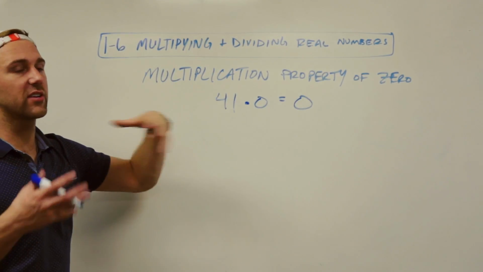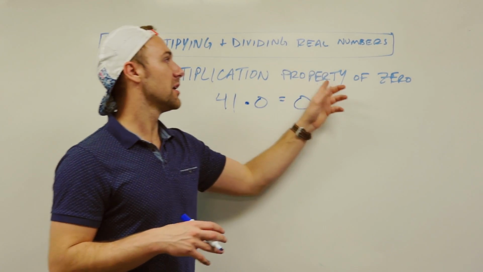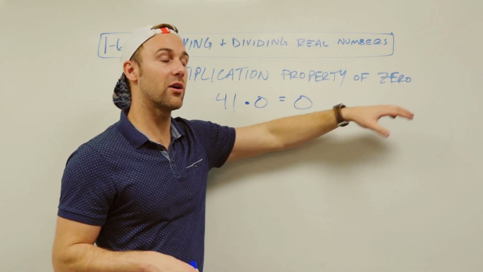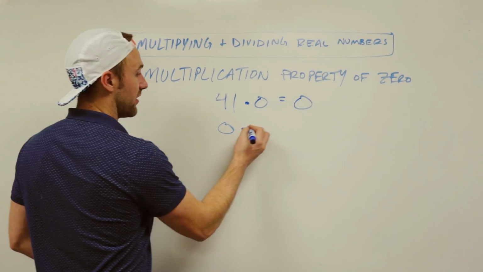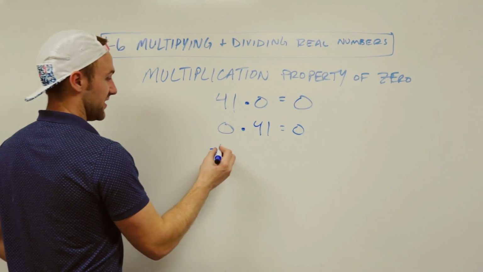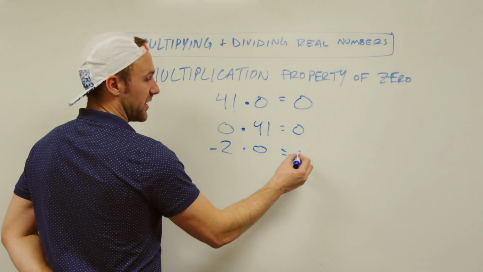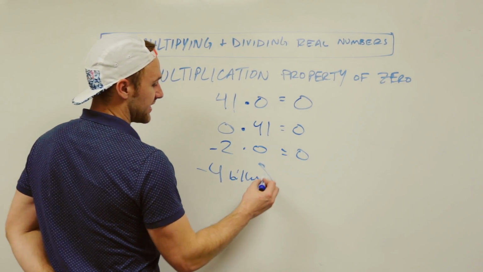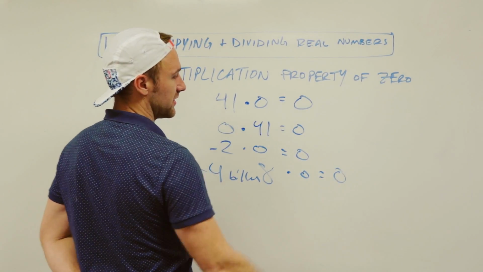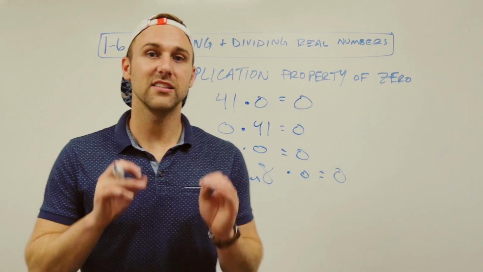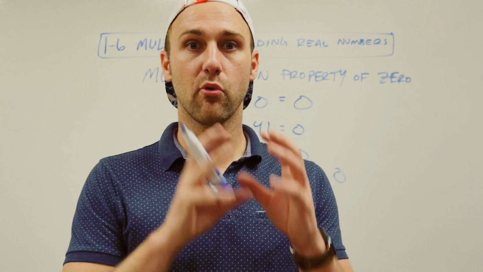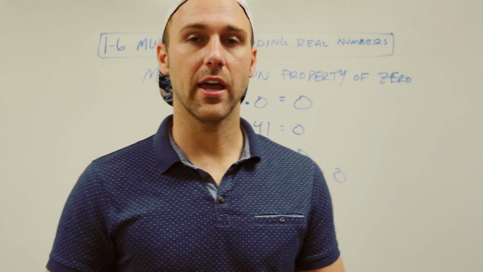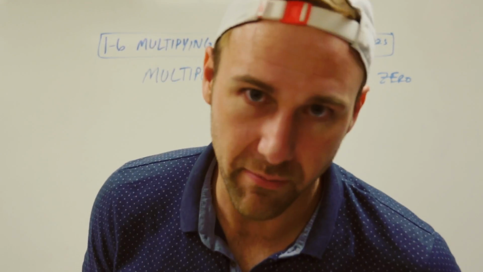And it's easy to remember. It sounds complicated because it's got a lot of TIONs and TYs and it makes it sound fancy. Just remember, anytime you multiply times 0, it's going to be 0. No matter if 0 is on the front, 0 times 41, it's still going to be 0. If it's a negative, -2 times 0, that's going to be 0. -4 billion and 8 times 0, that's going to be 0. That's a core pillar of math.